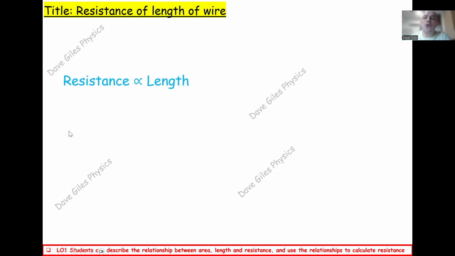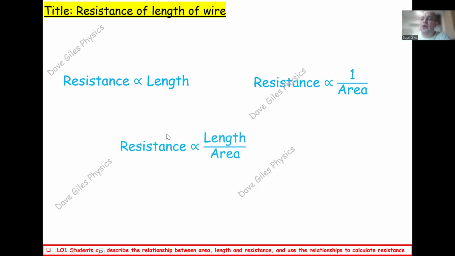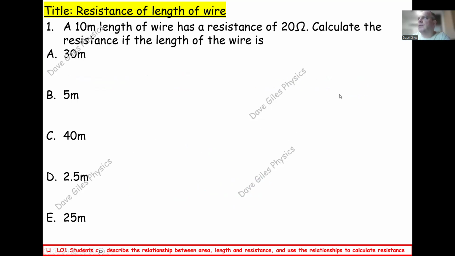So you need to know that resistance is proportional to length, and resistance is inversely proportional to area, or resistance is proportional to 1 over area. Combine these together and you get resistance is proportional to length over area, or k, which is a constant, times length over area. Now, when you move to A level, you'll learn about resistivity, but you do not need to know that at IGCSE yet. So using these equations, mainly this one, resistance is proportional to length over area, have a go at these questions here.